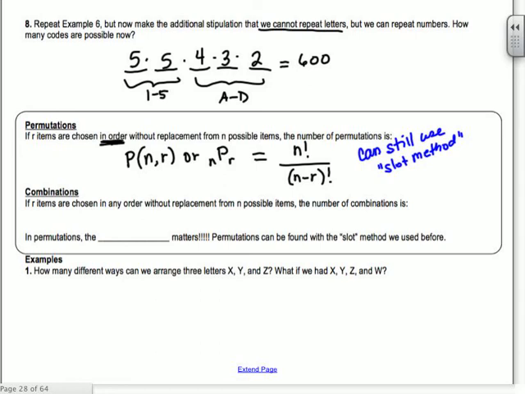All right, combinations. It says if r items are chosen in any order without replacement from n possible items, and they're not in a particular order, the number of combinations is, so we write this a couple different ways. We say C n r, or we write nCr, or we sometimes write n over r like a fraction in parentheses. Remember seeing that before? I talked about Pascal's triangle. And what that ends up being is n factorial over r factorial times n minus r factorial. Okay, these buttons are on your calculator, so don't freak out.